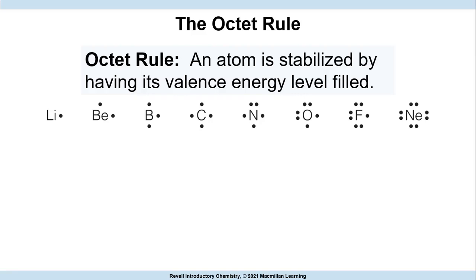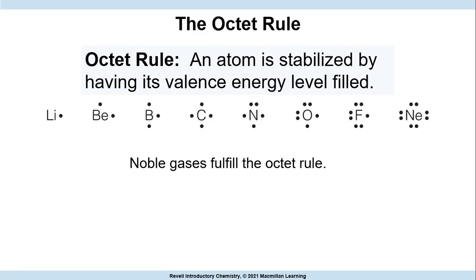So for example, fluorine, for it to attain its octet, it must have 8 valence electrons. For oxygen to attain its octet, it must have 8 valence electrons. For nitrogen to attain its octet, it must have 8 valence electrons. So how do these atoms attain this octet rule?